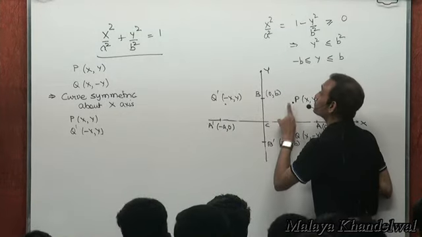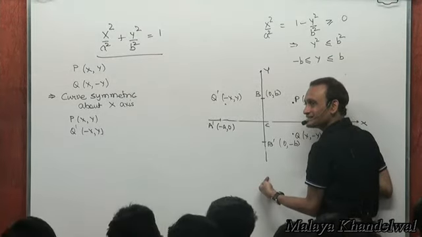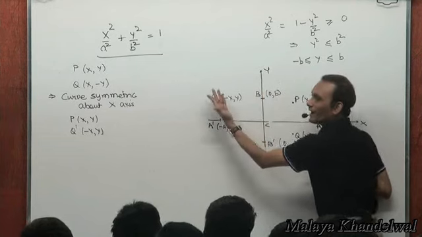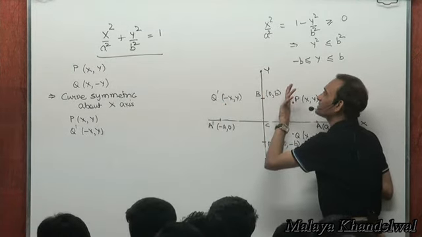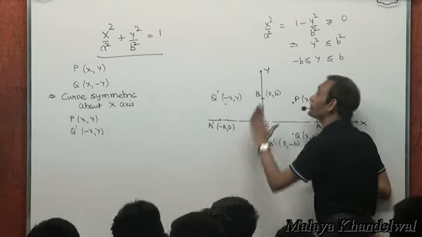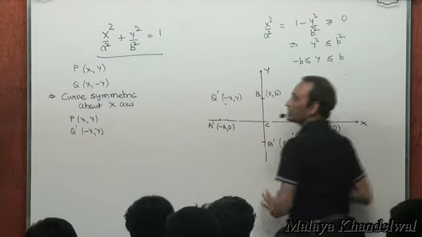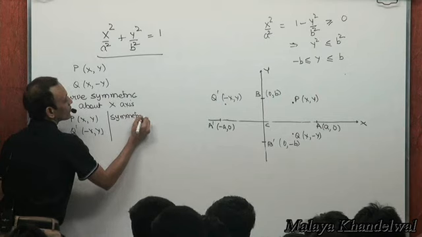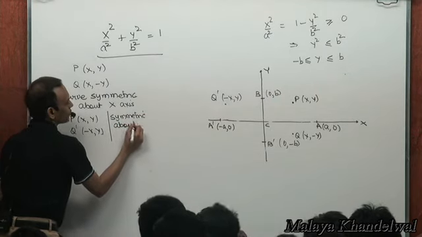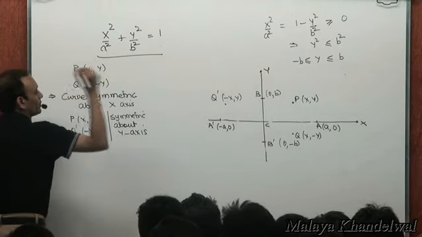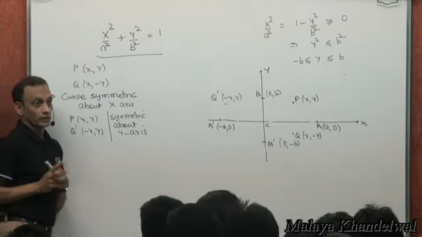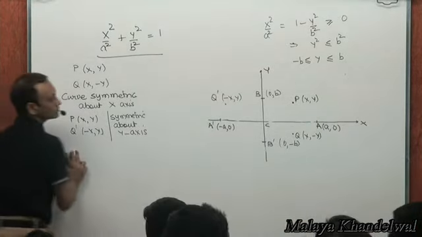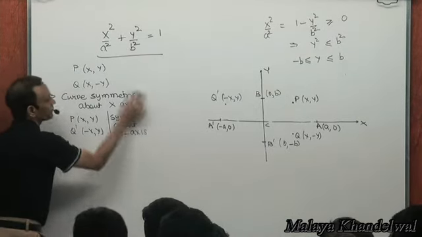And P and Q prime are mirror images about the y axis, right? Therefore, the way the curve would look to the right of the y axis, it would be mirrored about the y axis. To the right of the y-axis, it would get mirrored to the left of the y-axis. That means it's symmetric about the y-axis, right? So it's symmetric also about the y-axis. It's symmetric about the y-axis. Makes sense, right? Now, is that okay or not okay? Right?